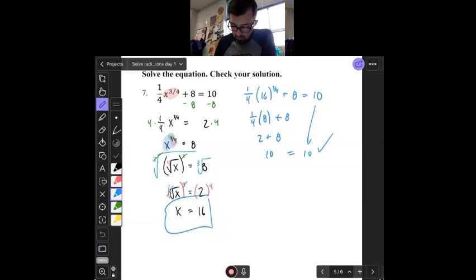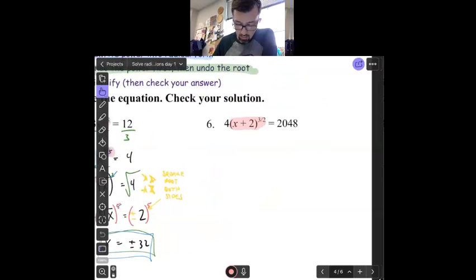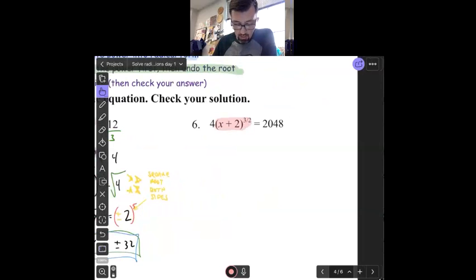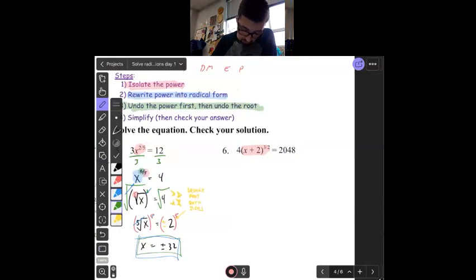Okay, so looking at that last example, we haven't done yet. So I want to isolate that power. I notice that the 4 is on the outside of that. So the first thing I want to do is get rid of that 4. That leaves me with x plus 2 to the 3/2 power equals, it's going to come out to be 512 when we do that.